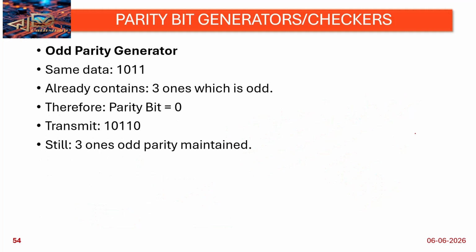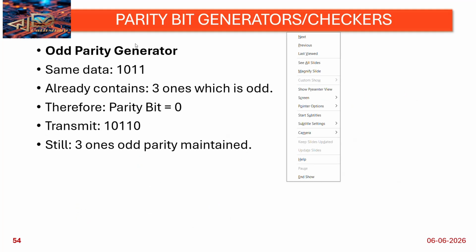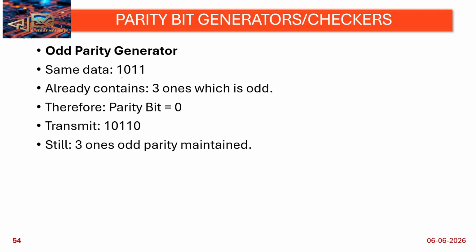See, odd parity generation. Already three ones are there here: 1 0 1 1. Then three ones is an odd number, so the parity bit will be 0. We don't need to add an extra bit for this because three is already odd parity. Then maintain the same code, 1 0 1 1 0. Then this 0 will be added at the front. This is the parity bit.